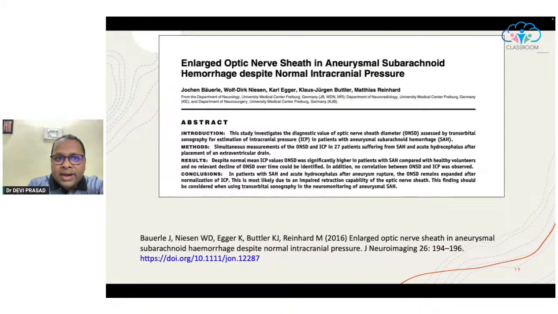Now, another was by Bäuerle et al., again in aneurysmal subarachnoid hemorrhage, but another point of interest which they pointed out in this paper was the time lag of the optic nerve sheath diameter to increase following an aneurysmal subarachnoid hemorrhage was very low, but even after the raised intracranial pressure subsided, it took a fair amount of time for it to come back to the normal state, and the nerve sheath diameter remained expanded even after the normalization of ICP.